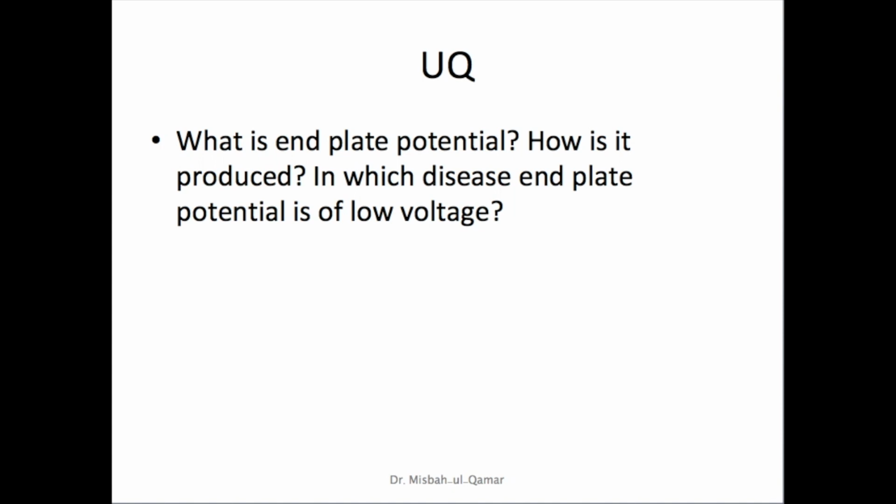How is the end plate potential affected in myasthenia gravis? Actually, the end plate potential is decreased in myasthenia gravis. The antibodies are formed against postsynaptic acetylcholine receptors. So, acetylcholine is released, but it will not produce an action potential in postsynaptic membrane, or even if it does, the amplitude is low.